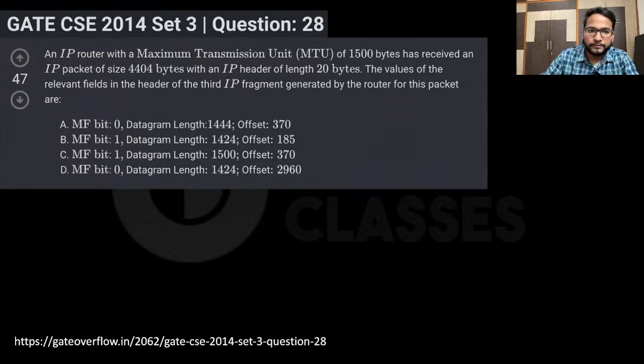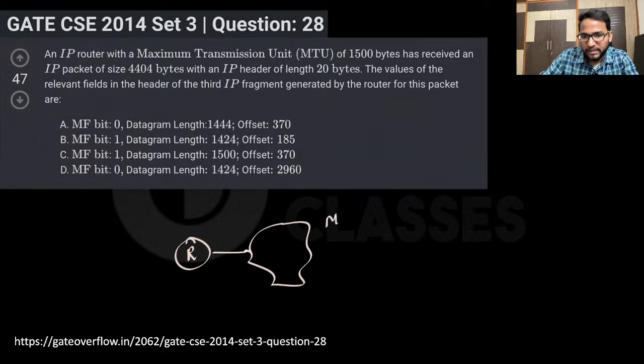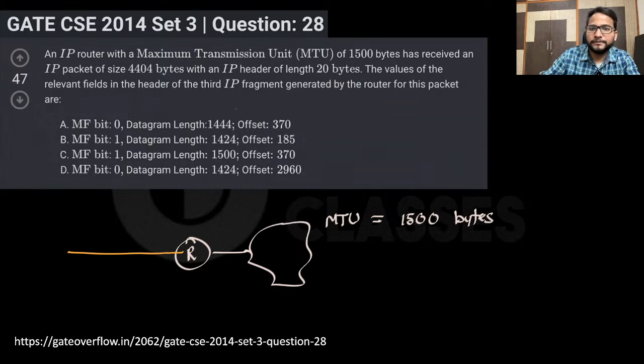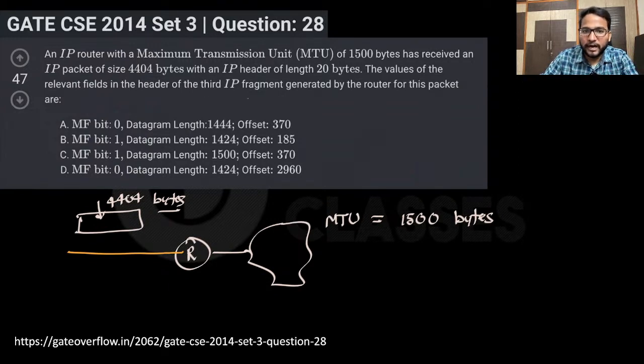What they're saying is, an IP router with an MTU of 1500 bytes has received an IP packet. So this router is connected to some network which has an MTU, maximum transmission unit, of 1500 bytes. And they're saying that this router is connected like this, and it has just received an IP packet of size 4404 bytes with an IP header of length 20 bytes. So the IP header length is 20 bytes. We should be finding the values of the relevant fields in the header of the IP fragments produced by the router.